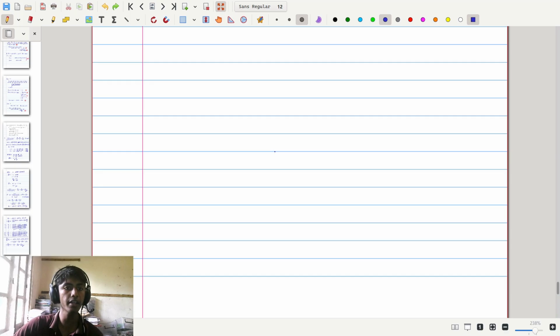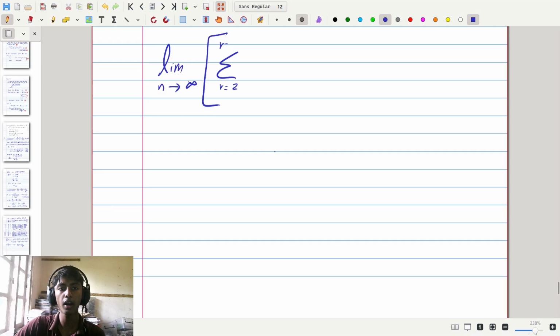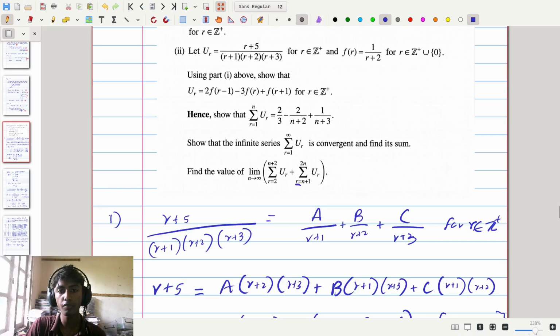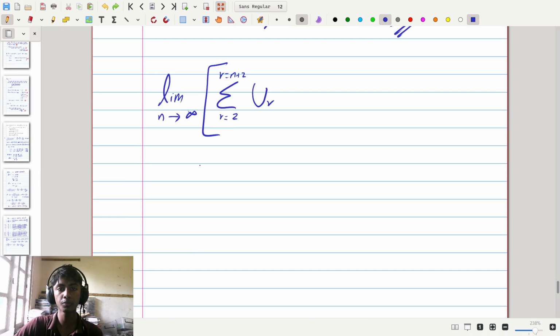So what we have to find is the limit as n approaches infinity of the sum from r equals 2 up to r equals n plus 2 of u of r plus the sum from r equals n plus 1 up to 2n of u of r. So going down, we can write that as being equal to the sum from r equals n plus 1 up to 2n of u of r.